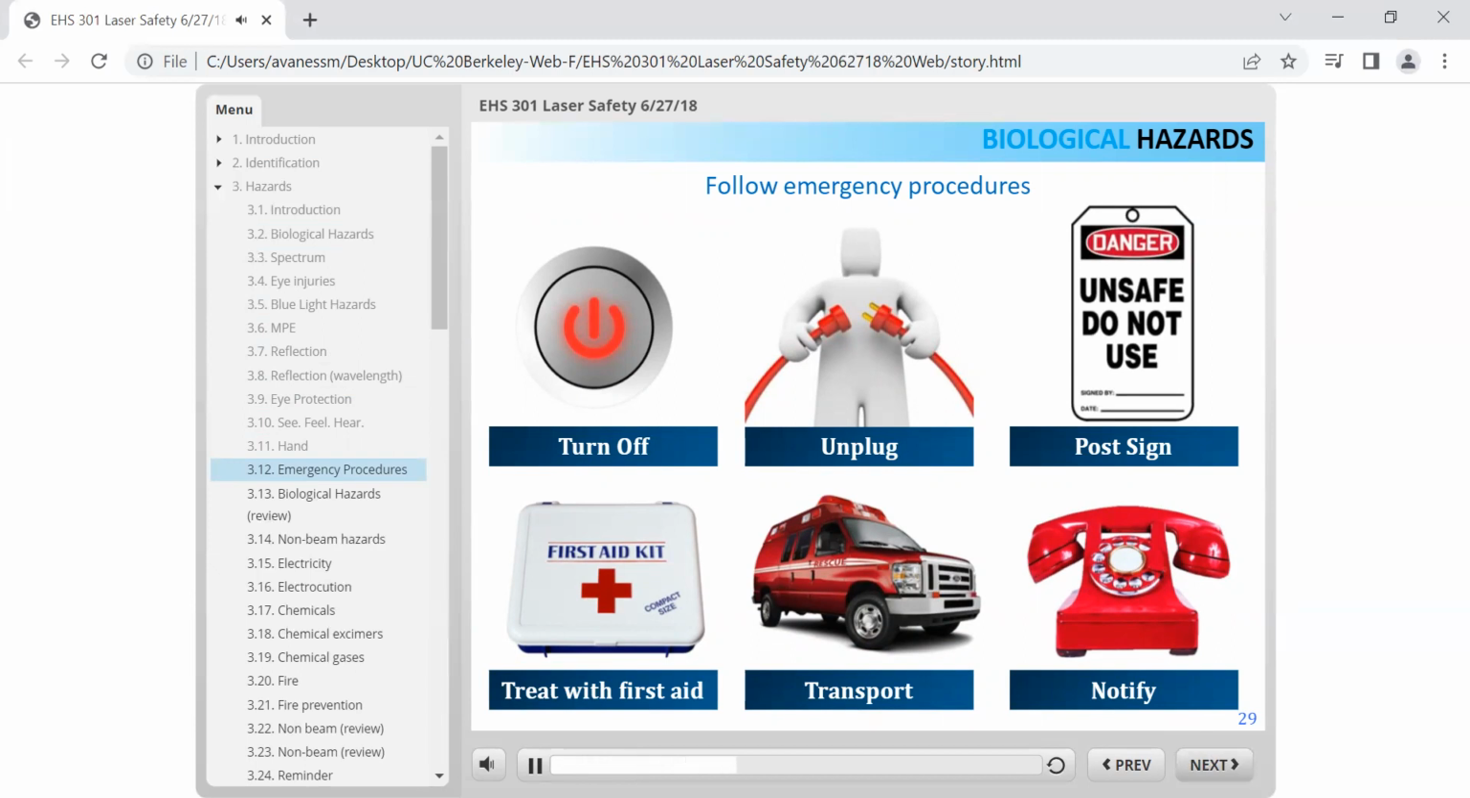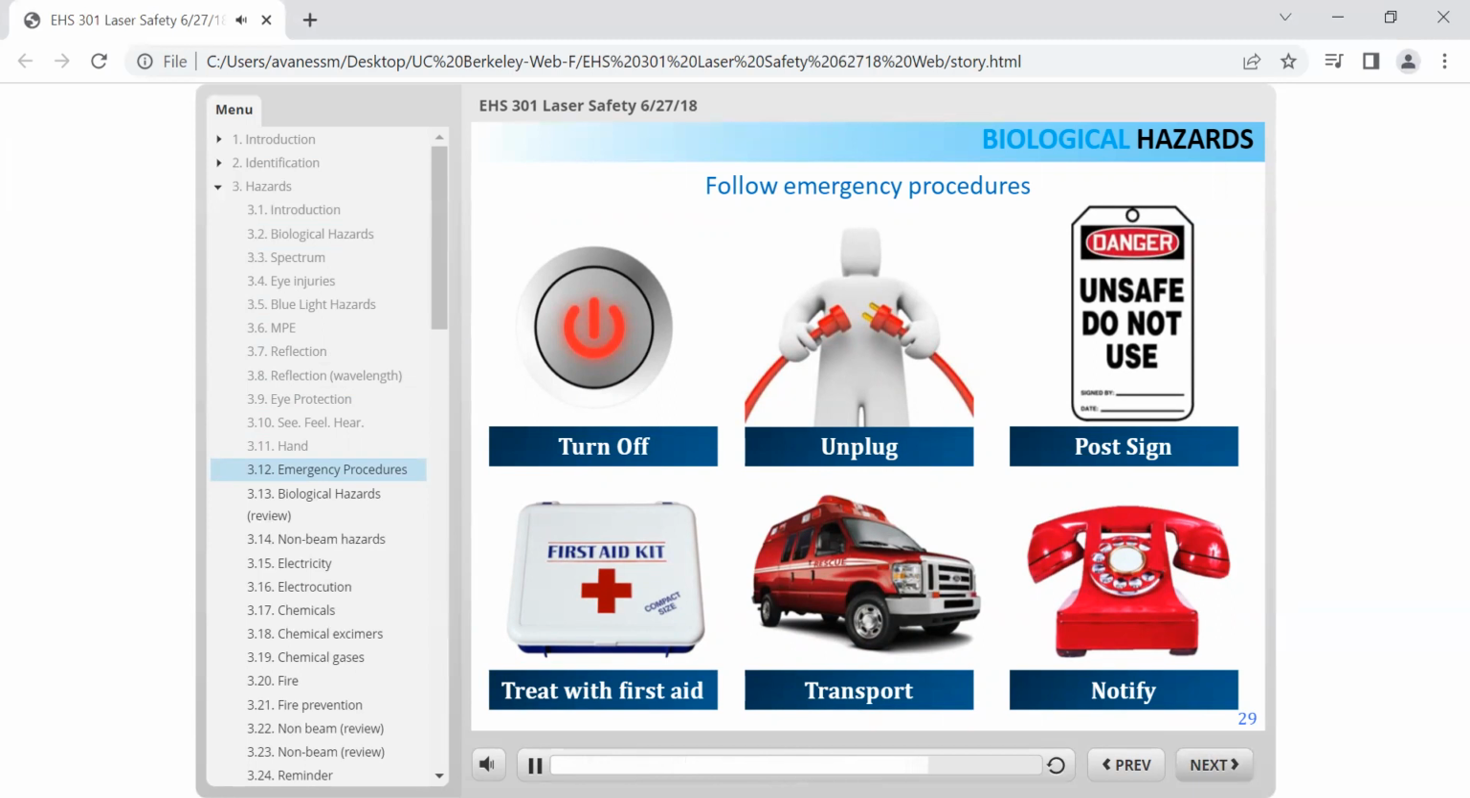Minor skin damage can often be treated with first aid. Typically, however, people who suffer from serious injuries involving bleeding, severe burn, or intense pain, or from any eye injuries need to be transported to a medical facility as soon as possible. Do not allow injured people to transport themselves since they could be in shock or have impaired vision.